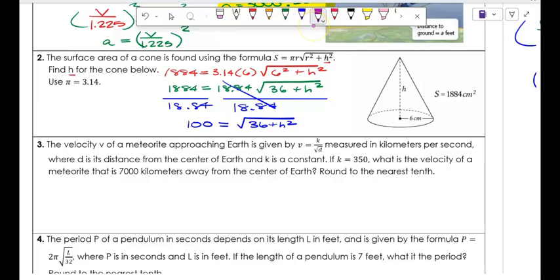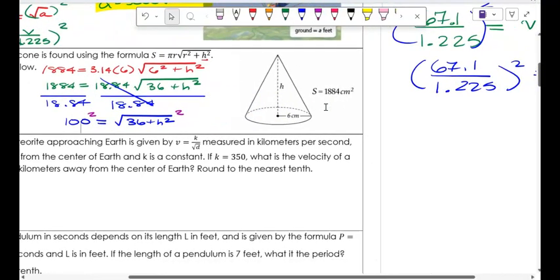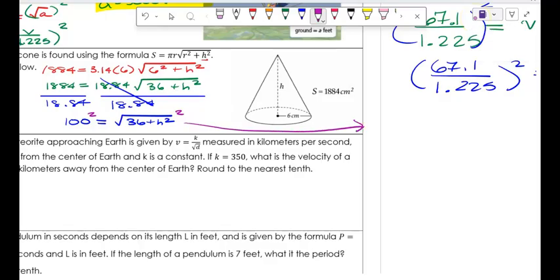Now my radical is by itself over here. Now that it's by itself, there's nothing on the outside. Now I can go ahead and square both sides. I'm running out of a little bit of room here, so I'm going to kind of scoot over here. So when I have that 100 squared, that gets me 10,000 is equal to 36 plus h squared.